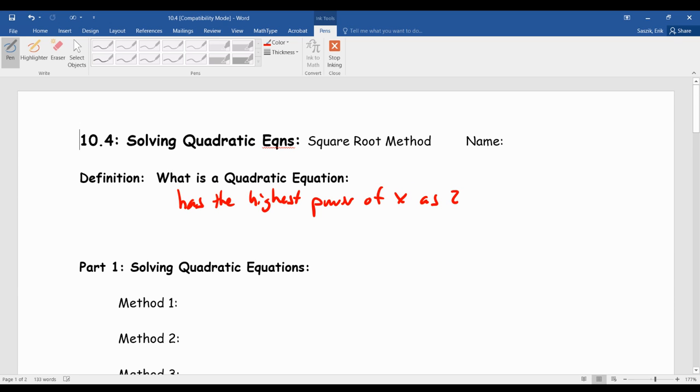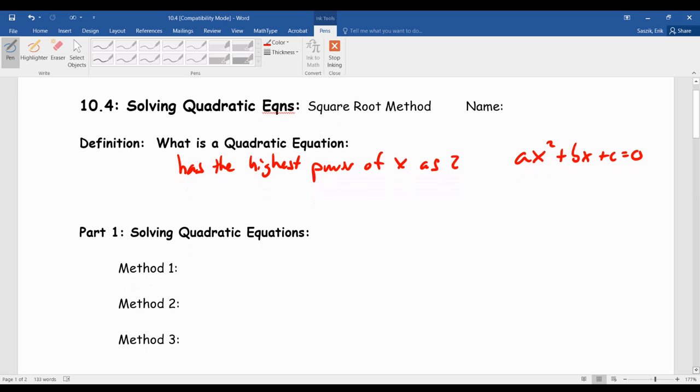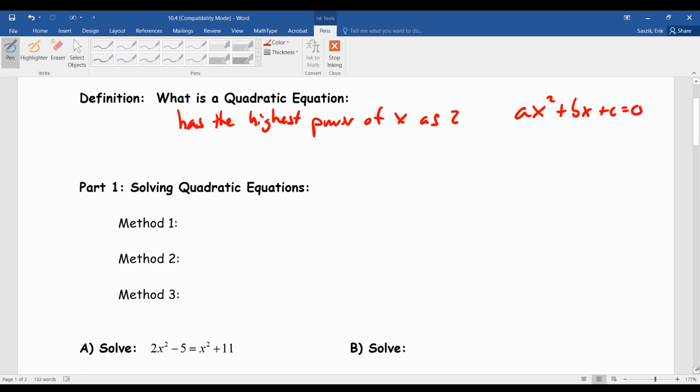If the highest power was 3, it'd be cubic. If the highest power is 1, that would be linear. We were working with linear equations all fall. Now we're going to work with quadratic equations, okay? Usually, this is kind of like what a general quadratic equation looks like, okay? There's 3 methods of solving quadratic equations.